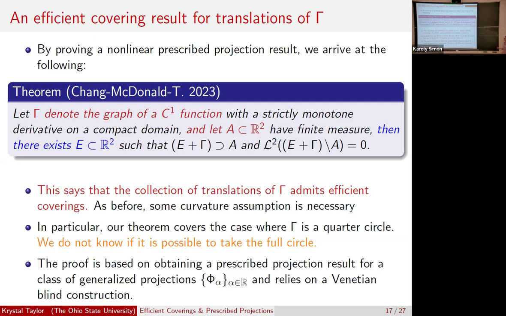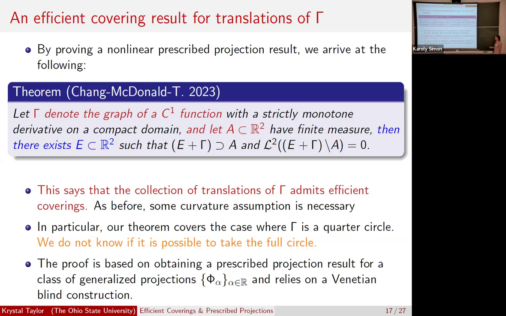Some curvature assumption is necessary. We can recycle that same example from before: A is the four-corner Cantor set and gamma is a fixed line with slope arctan 1/2, to see that this need no longer be true. So some sort of curvature is necessary. And so our curvature assumption is that gamma is the graph of a C1 function with strictly monotone derivative on a compact domain. When we look at the proof, we'll see further why we need this assumption.